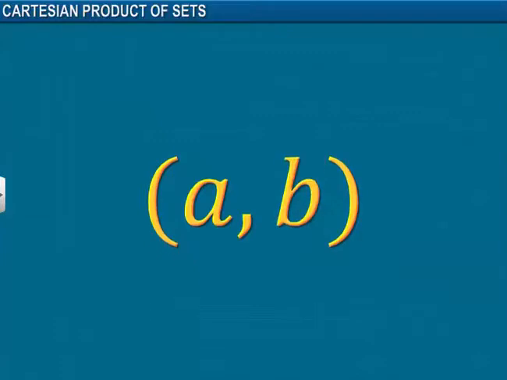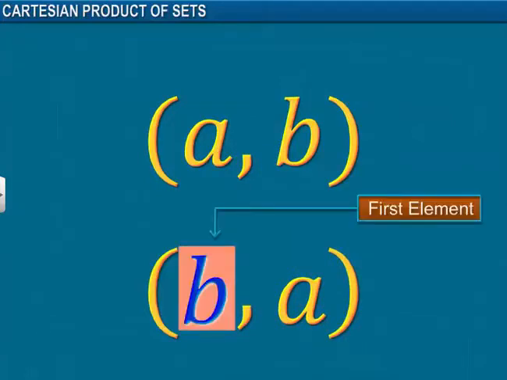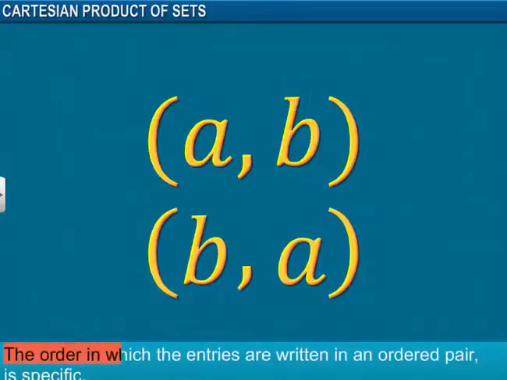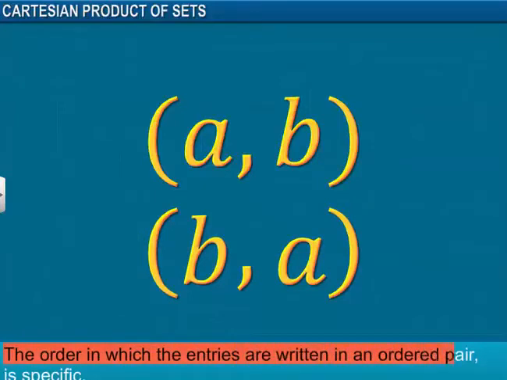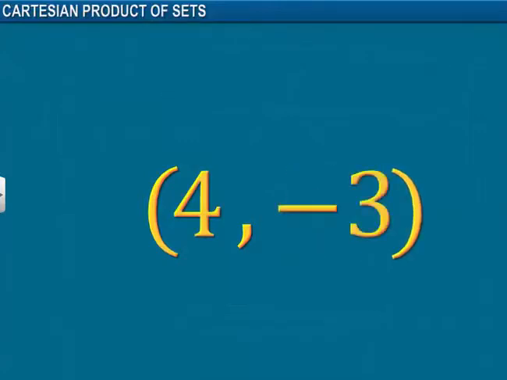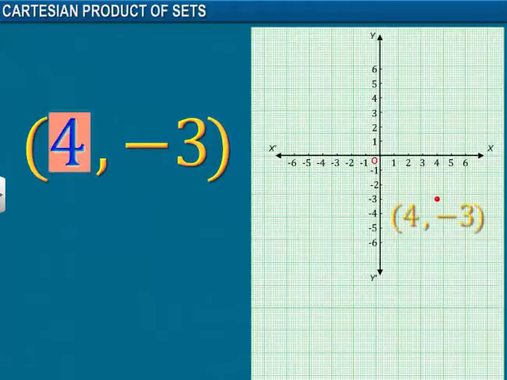If we change the order of A and B, we get a different ordered pair. In this case, B is the first element and A is the second element. The order in which the entries are written in an ordered pair is specific. Let us assume the value of A to be 4 and B to be -3. Then, this point denotes the ordered pair (4, -3).